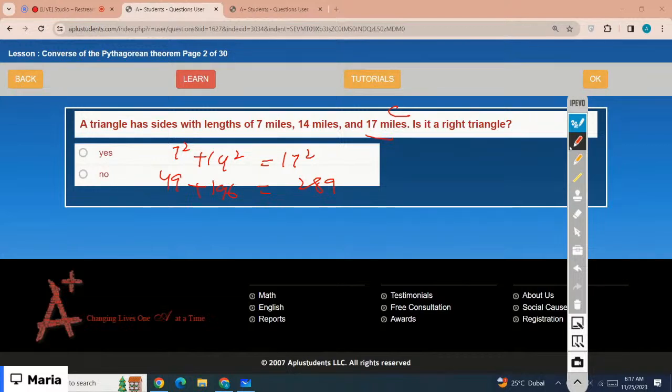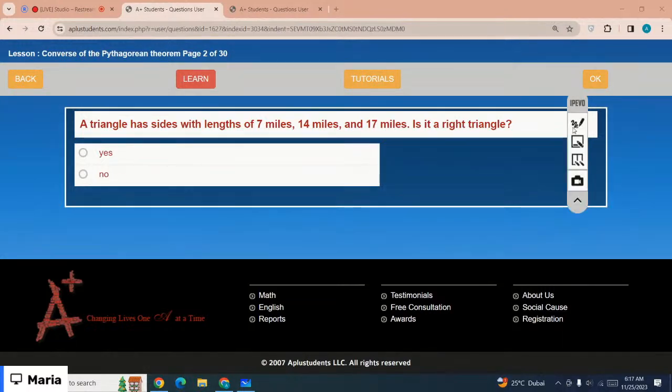No, I think they are not equal, right? Because 49 plus 196 is 245. So 245 and 289 are not equal. So the correct option is no, right? The correct option is no.